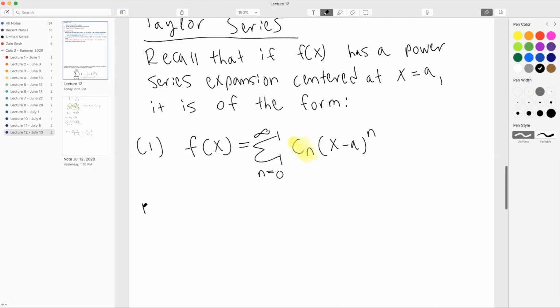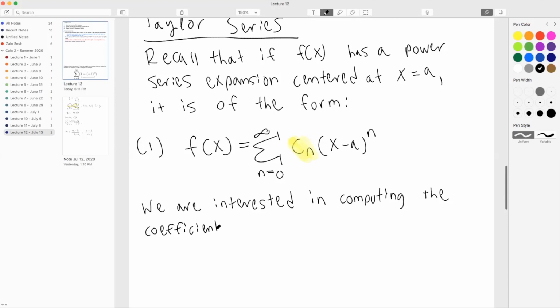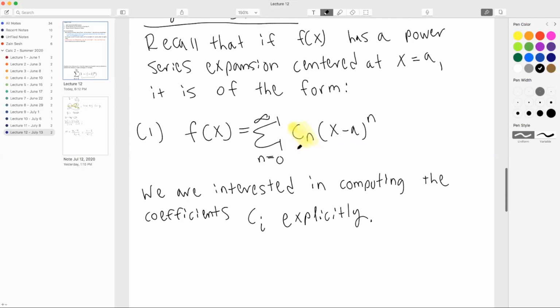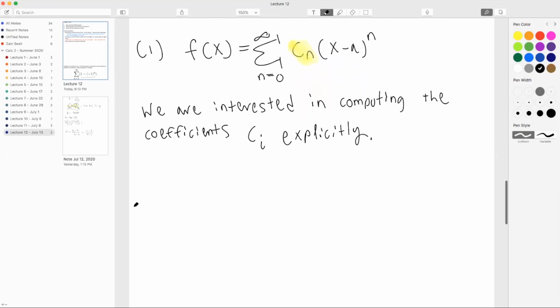So that's what we're going to do right now. They actually have a pretty nice formula. We're interested in computing the coefficients c sub i explicitly. So we're going to try and get a nice explicit formula for the c sub n's, which I have highlighted here in the power series. It's not obvious what to do, but just bear with me here.